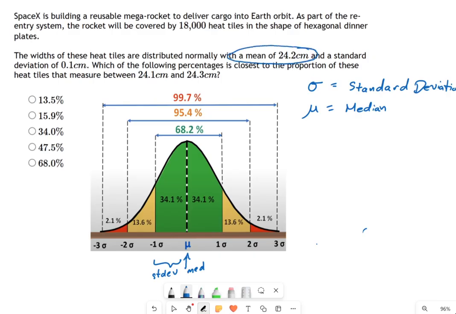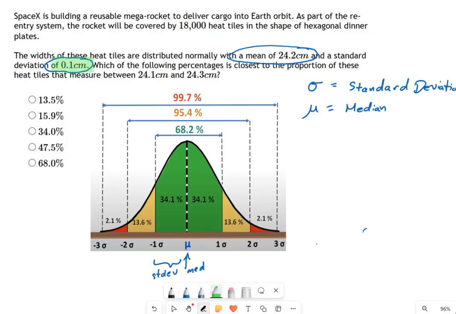So in this problem, it says the median is 24.2 centimeters, and there's a standard deviation of 0.1 centimeters. Which of the following percentages is closest to the amount of these tiles that are between 24.1 and 24.3? So the question is, how many standard deviations are we talking about?